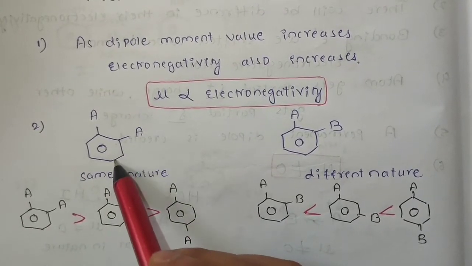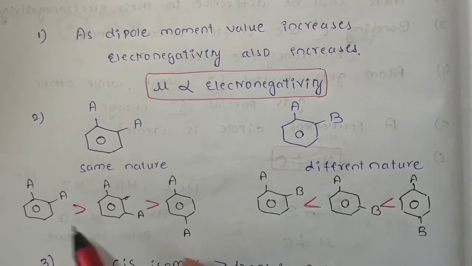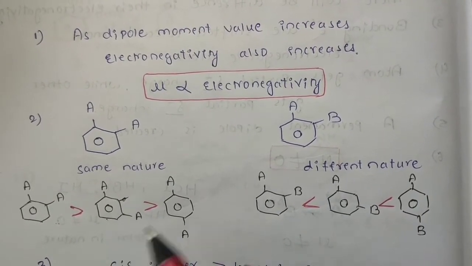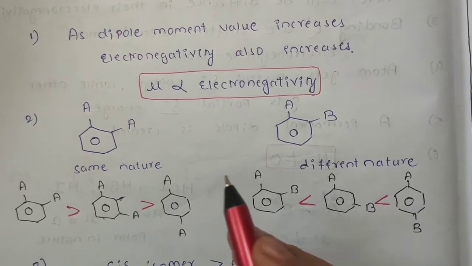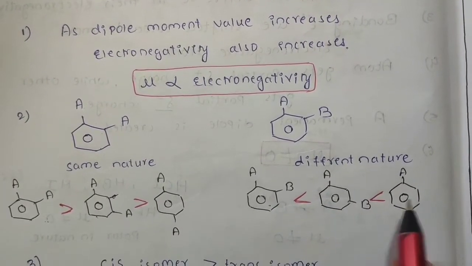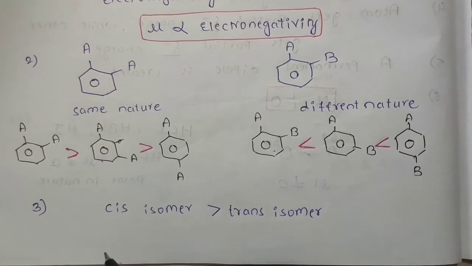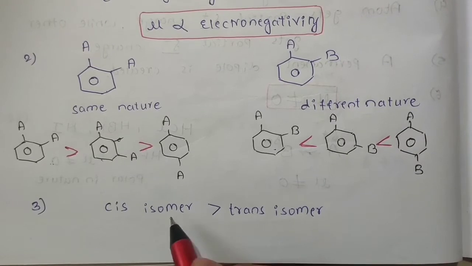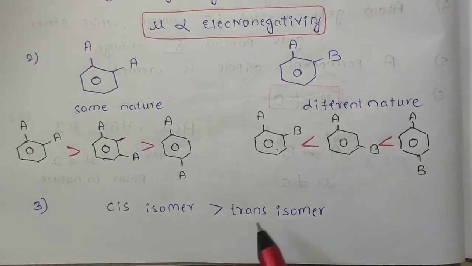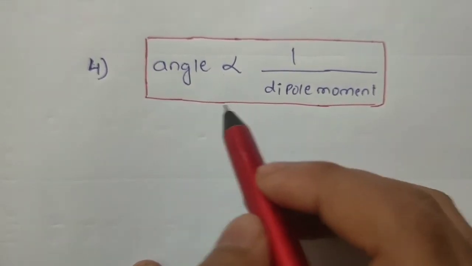So what happens in the same nature and in a different nature: here, the ortho isomer will be greater than the meta isomer, which will be greater than the para isomer. In case of opposite, different nature, ortho is less than meta, which is less than para. And one more: when the compounds are given in the problems as cis isomer or trans isomer, the cis isomer must be greater than the trans isomer. So this is the fourth rule from the general rules, and it is also very important.